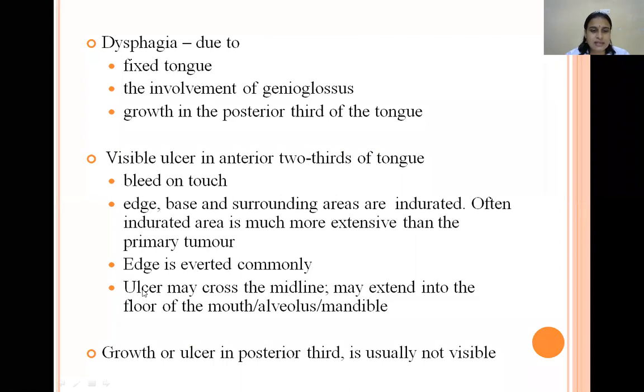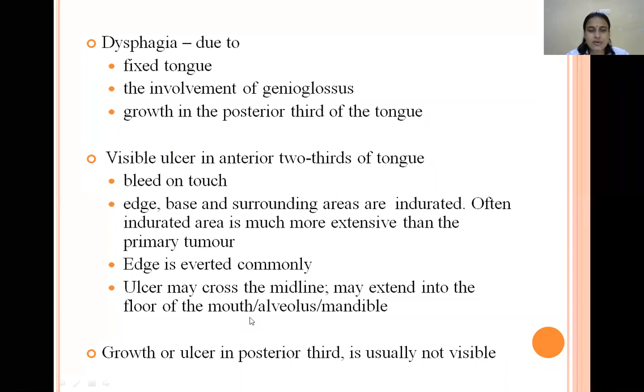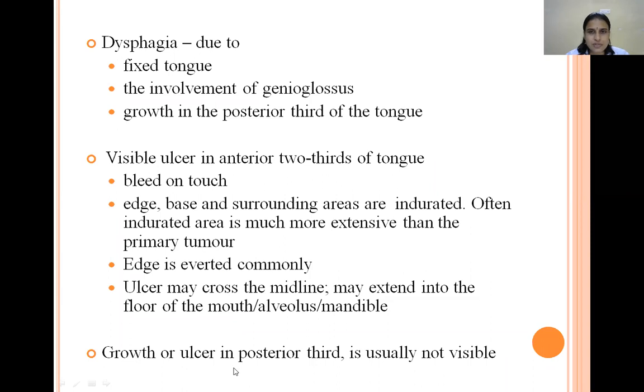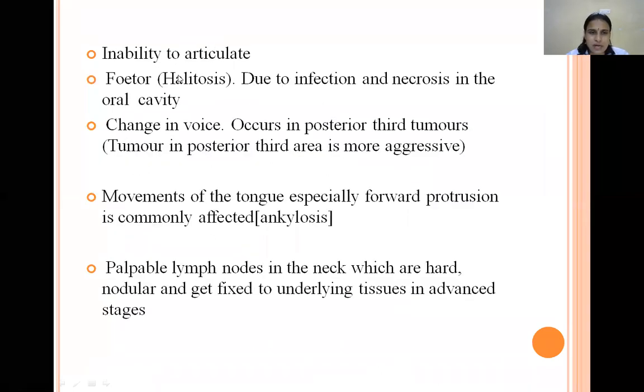The ulcer sometimes may cross the midline and extend onto the opposite side, then onto the floor of the mouth more commonly, or sometimes onto the alveolus and the mandible. These are involvements of adjacent structures in advanced stages. On the posterior one-third, we cannot see these ulcers; they can only be palpated. Inability to articulate is another finding. Fetor halitosis is because of infection and necrosis of the ulcer in the oral cavity.